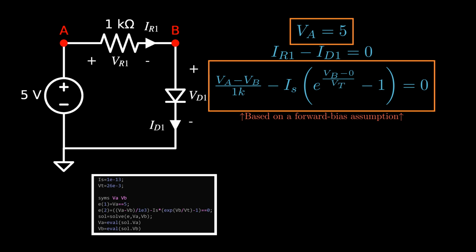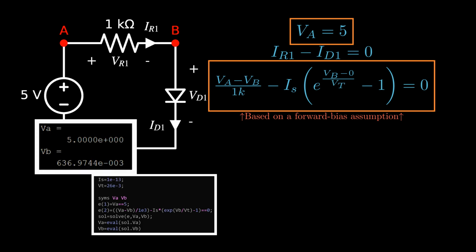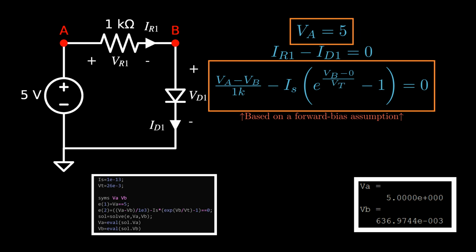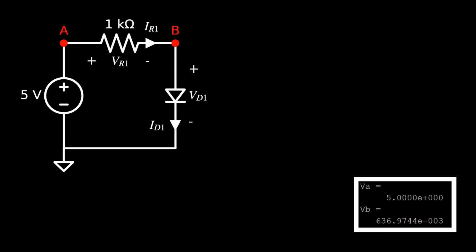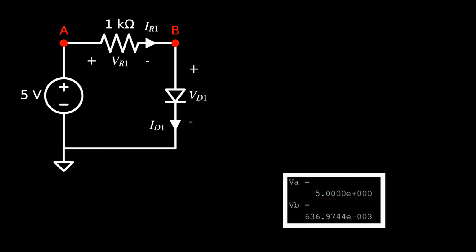But we are lucky that we live in the future, and we can use a number of computer programs to solve this system. Here's some MATLAB code with some assumed values for the diode constants that calculates the solution for the system as the unknown node voltages. But be careful, these node voltages rely on the assumption that the diode is forward biased.